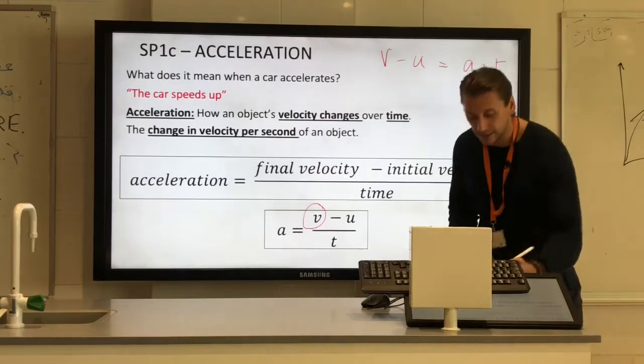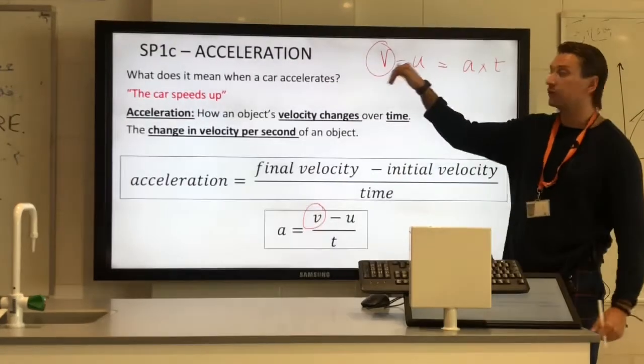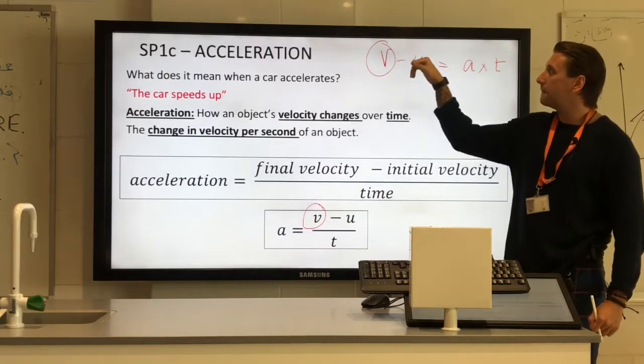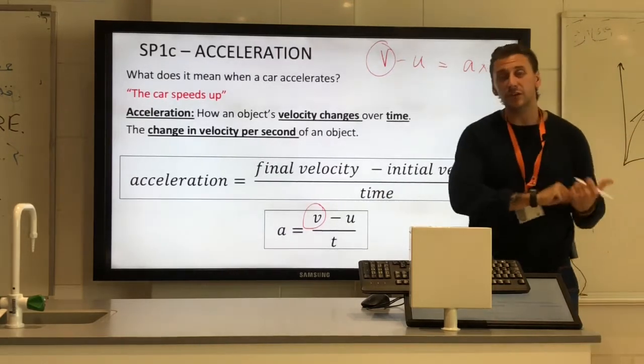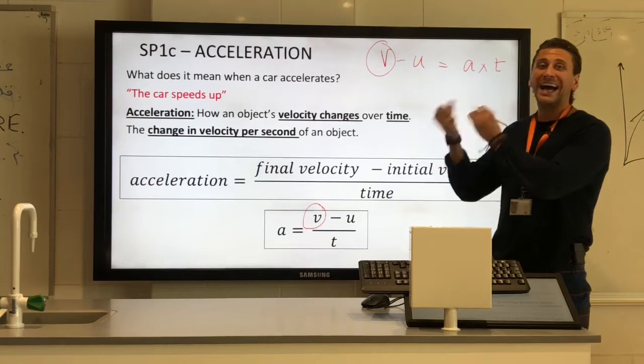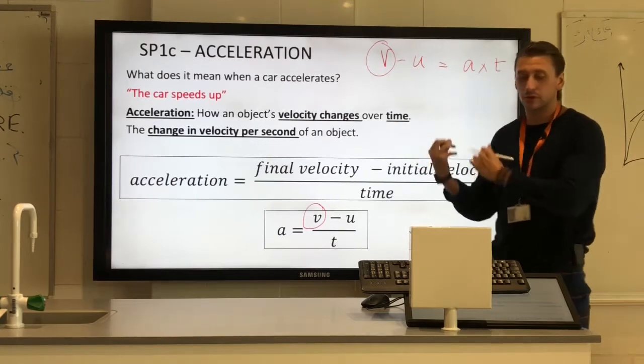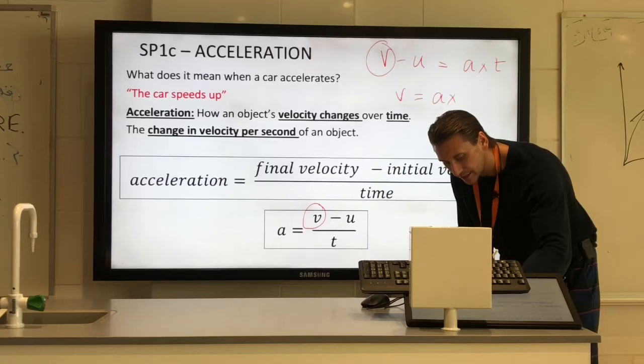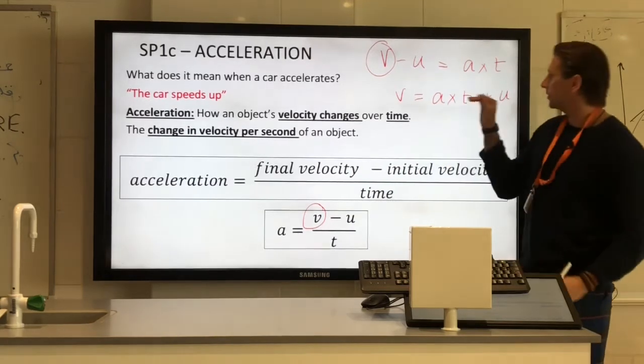Now all I need to do is circle the one I'm looking for still, so I don't lose which one I'm looking for. V is what I want. Minus u needs to be moved to the other side, and I do that by adding. So if it's minus u, I plus u. So the final equation for v is going to be a times t plus u.